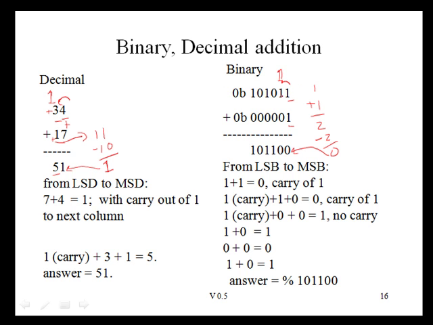1 into this column. So now we have 1 plus 1 again, which is going to be 2. So we're going to have a 0, another carry of 1 over here. 1 plus 0 plus 0 is going to be a 1, and so forth. So that's binary addition. It works exactly the same way as decimal addition, except we're using a base of 2 instead of a base of 10.